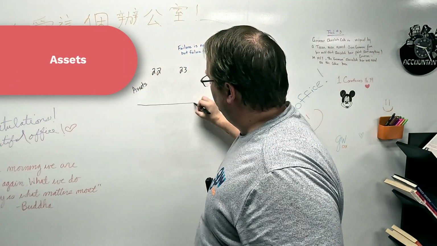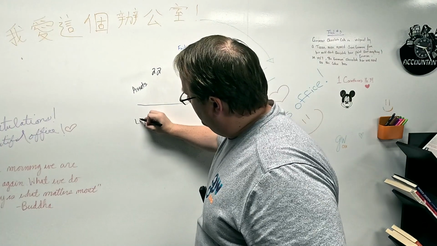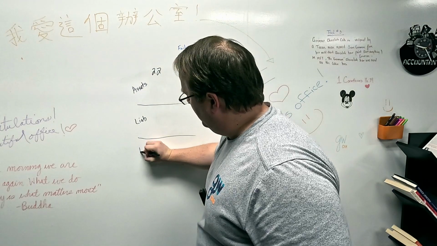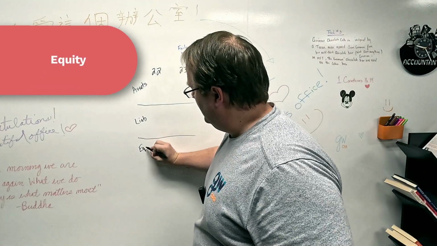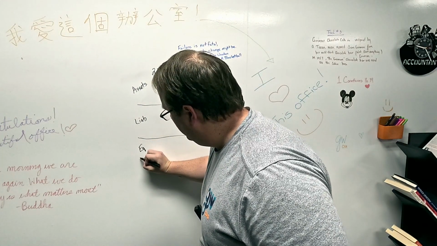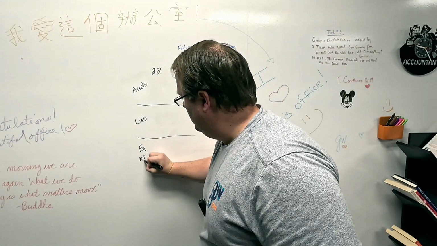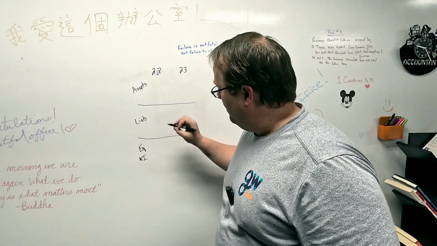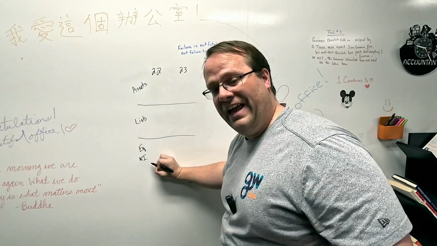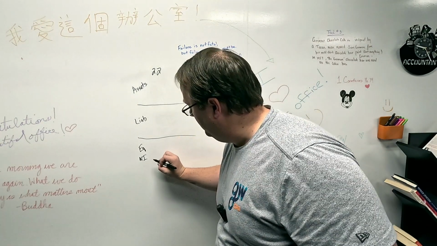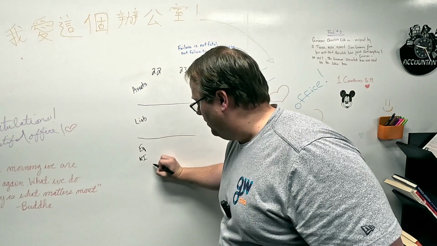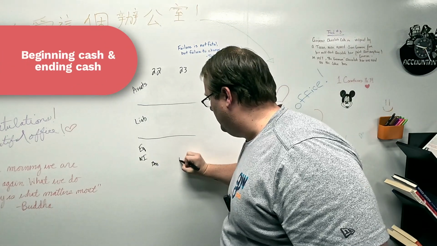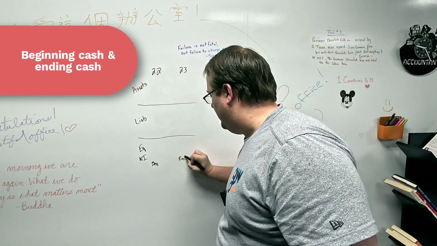So I'm going to have my assets up here. I'm going to have my liabilities down here. I'm going to have my equity down here. And that equity is going to include net income down there. And then the last thing that I'm going to have, instead of having cash up here, because cash is where I want to get to in a cash flow statement, I am going to have cash down here. So I'm going to have beginning cash and ending cash down here.